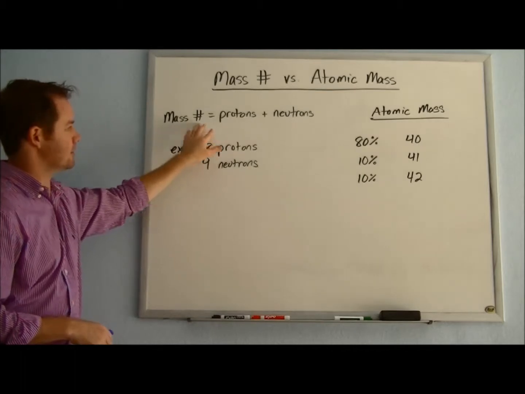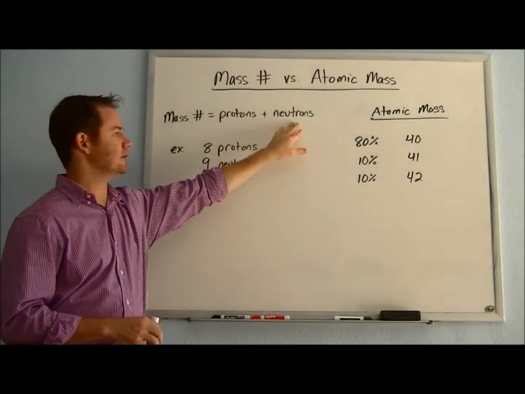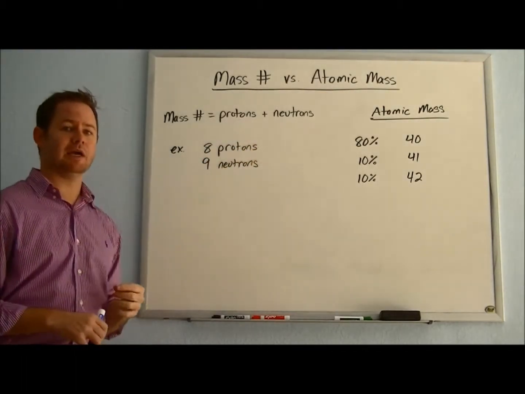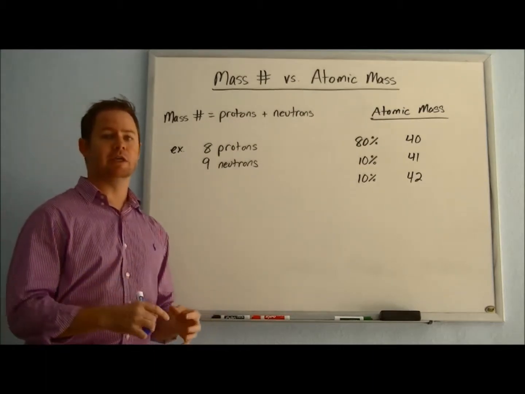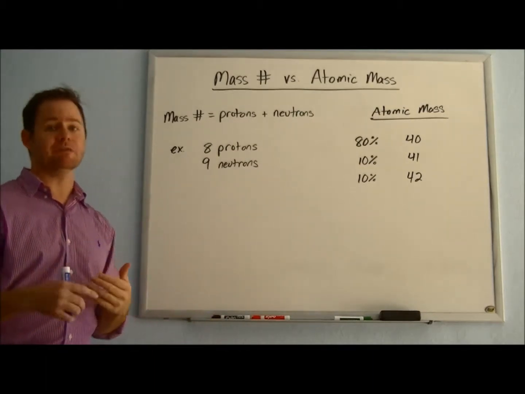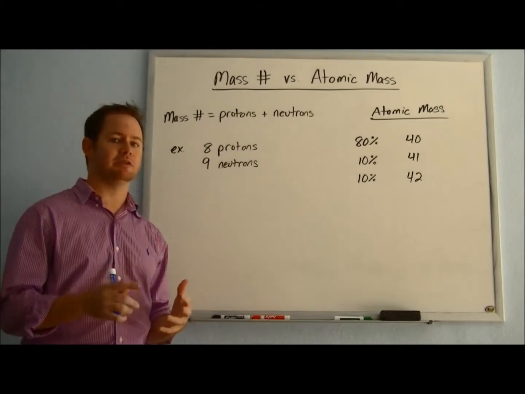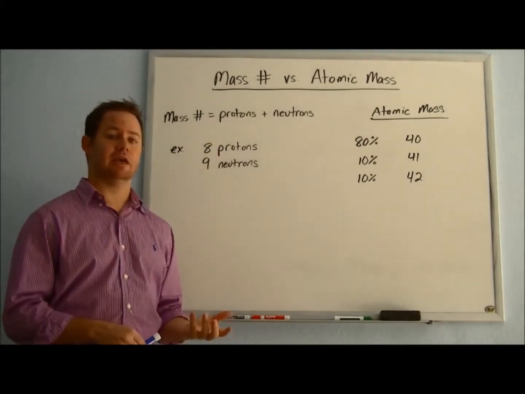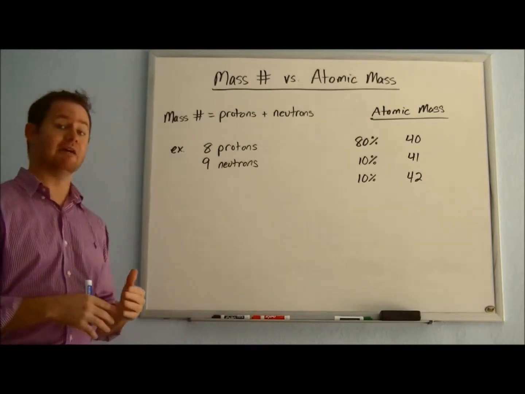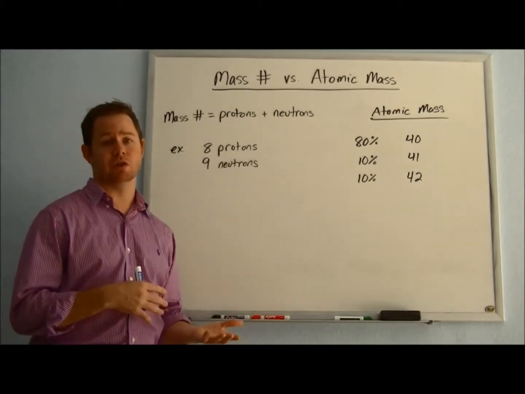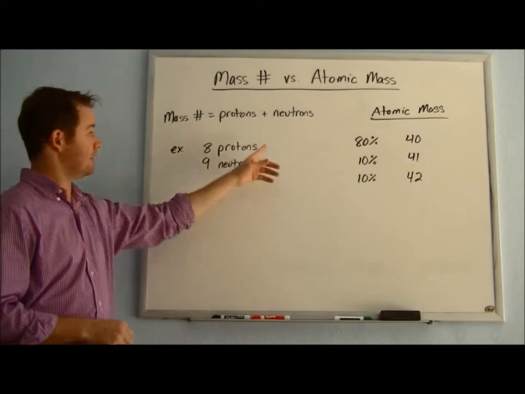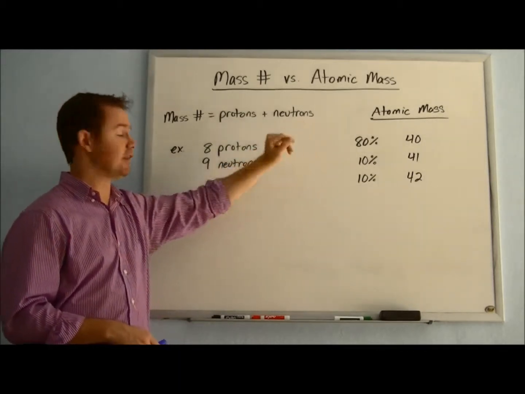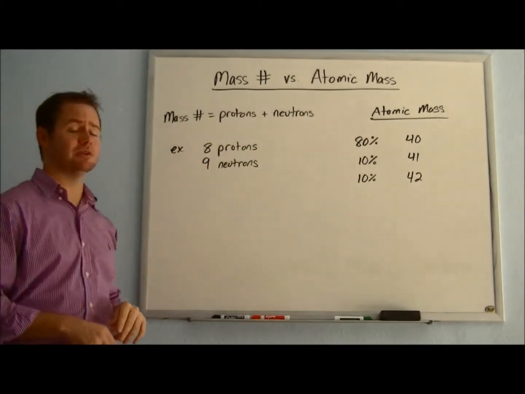So your mass number is equal to the number of protons plus the number of neutrons that you have in one particular atom. And any individual atom, even different atoms of the same element, can have a different mass number. We call those isotopes. Any atoms of the same element that have different numbers of neutrons are referred to as isotopes, and if they have different numbers of neutrons, then that means that they're going to have different mass numbers.